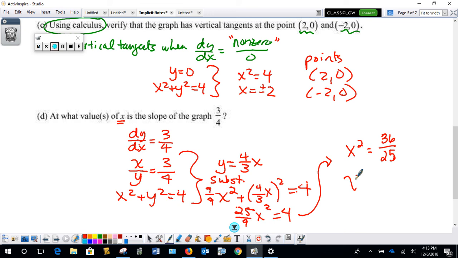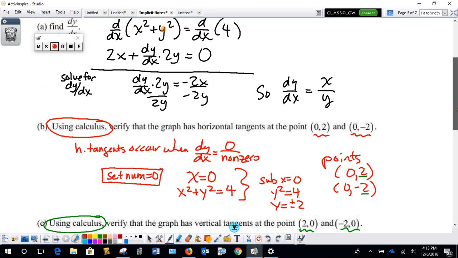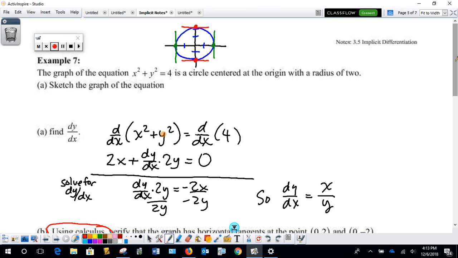And then I take the square root, so x equals plus or minus the square root of 36/25, or 6/5. Right? Now if I go back to my picture to see what this is, our slope is change in y, rise 3 over 4. And that happens at 6/5. So 6/5 is a little bit more here.